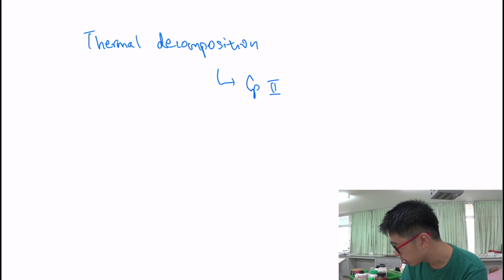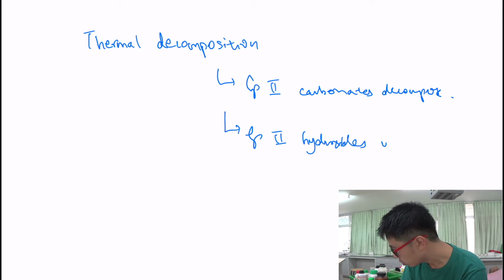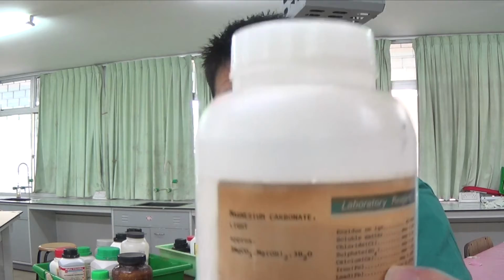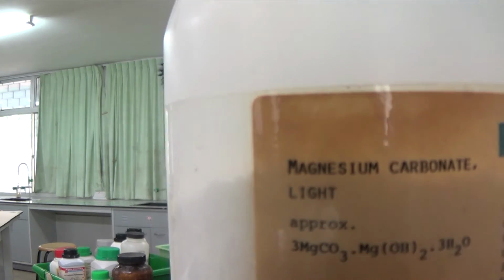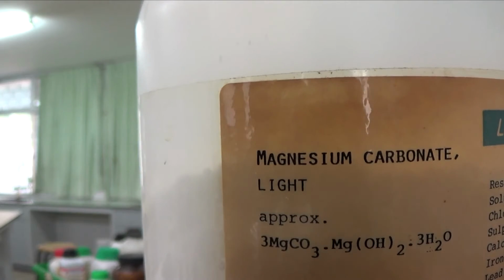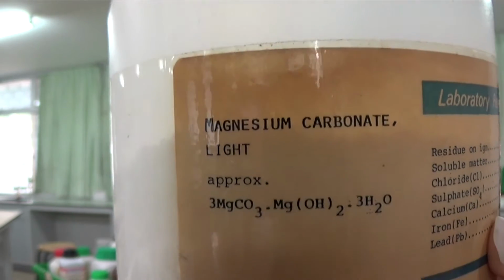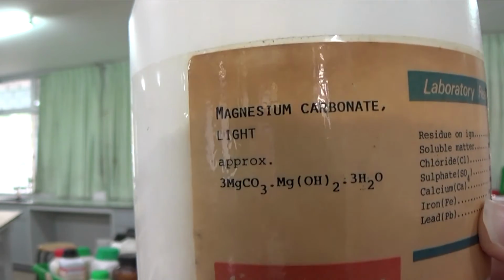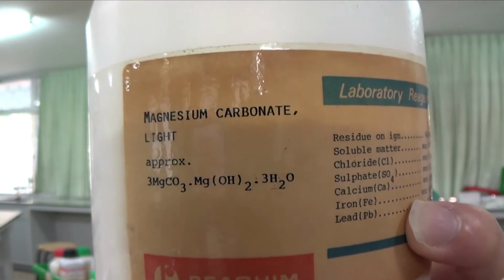Group 2 carbonates decompose, and then group 2 hydroxides usually do not decompose. If group 2 carbonate decomposes and group 2 hydroxide does not, guess what happens when you have another double salt? Well, they are not exactly a double salt. This is what they call magnesium carbonate basic. They call it magnesium carbonate light here, but the other name is magnesium carbonate basic. So what does it mean?